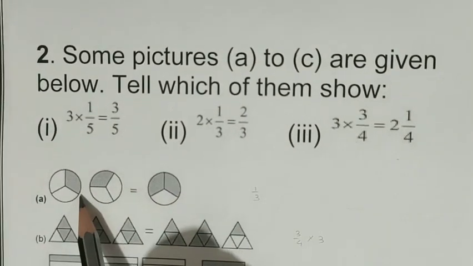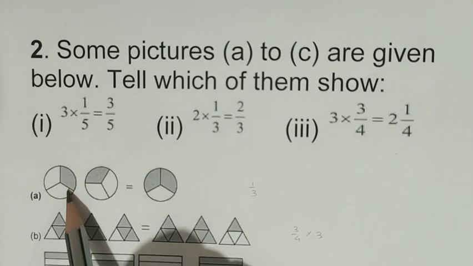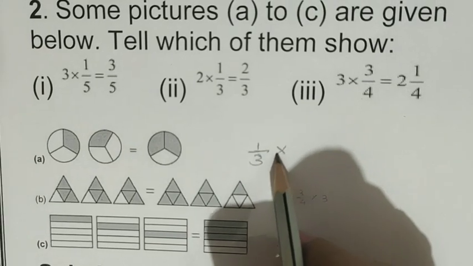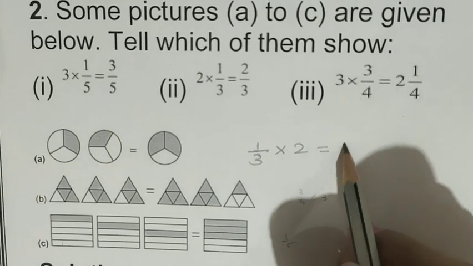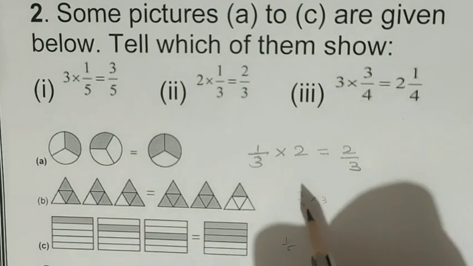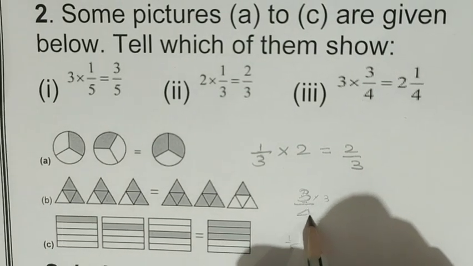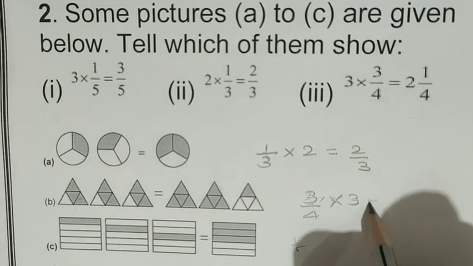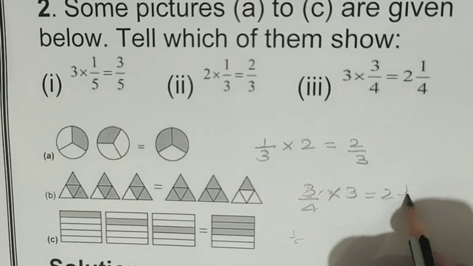So again the shaded part we will go here. Circle is divided into 3. So 1 by 3 is shaded here. You will get 2 circles. So it is equal to 2 by 3. Right? Out of 4 parts, 3 parts are shaded here. So 3 by 4 into 3, 1, 2, 3. Right? So it is equal to 2 integer 1 by 4.